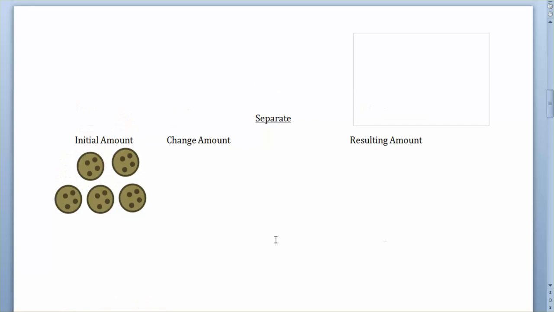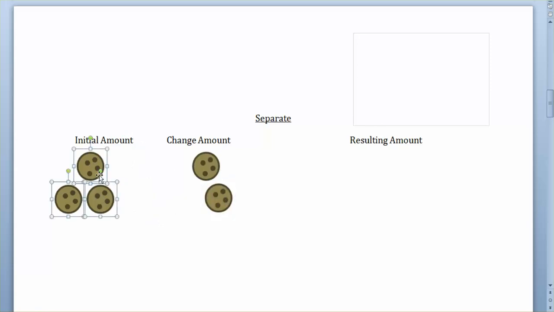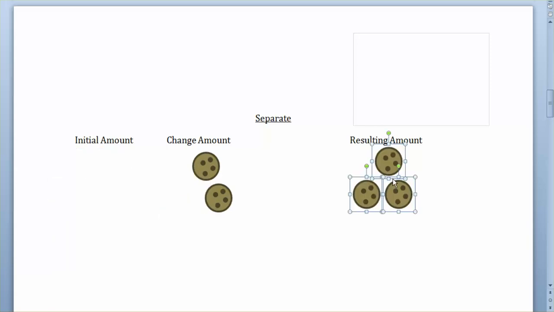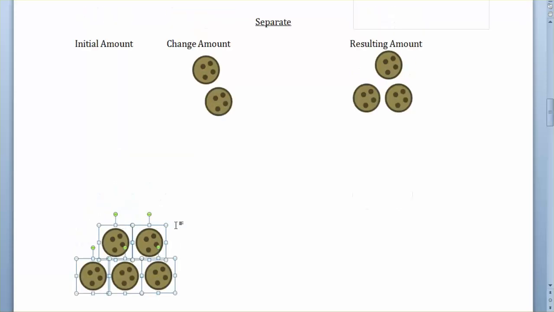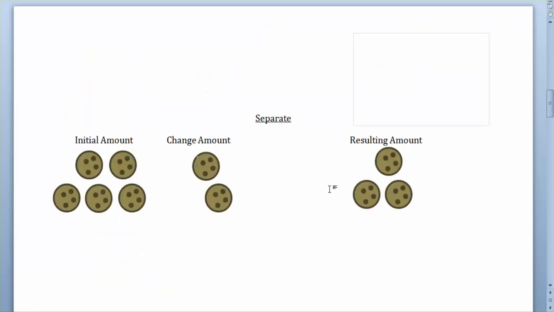A different type of problem is separate problems, and here obviously we're taking an initial amount and we are separating some out. So starting with 5 and taking 2 away, and in the end we end up with 3. And so you can see it's a different kind of action. Instead of putting things together, we're taking some away. However, once again, depending on what we know and don't know, it's not always subtraction that solves these problems.